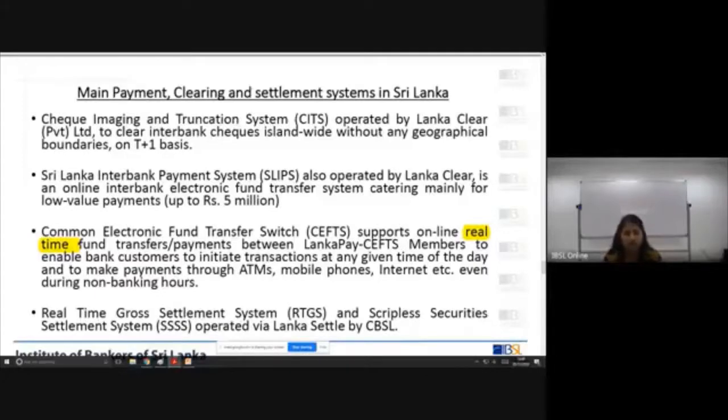Now I think you can even do it on your mobiles as well, but CEFT is what is commonly preferred by everyone. Then you have the real-time gross settlement system, which is for ticket sizes larger than 5 million. That's how you do your transactions. And then you have the scriptless security system, where you record and monitor the government securities, and these two are operated by the central bank through Lanka Settle. Lanka Settle is the entity which manages these two platforms.